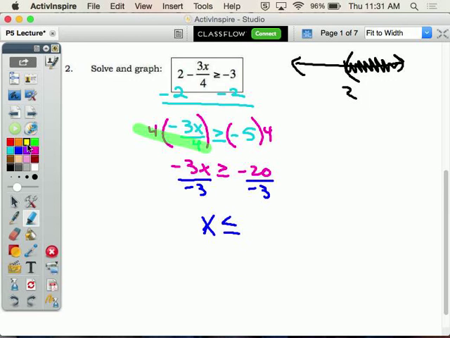So let's highlight that to show that that happened. I went from greater than or equal to less than or equal to. And negative 20 divided by negative 3 is positive 20/3.